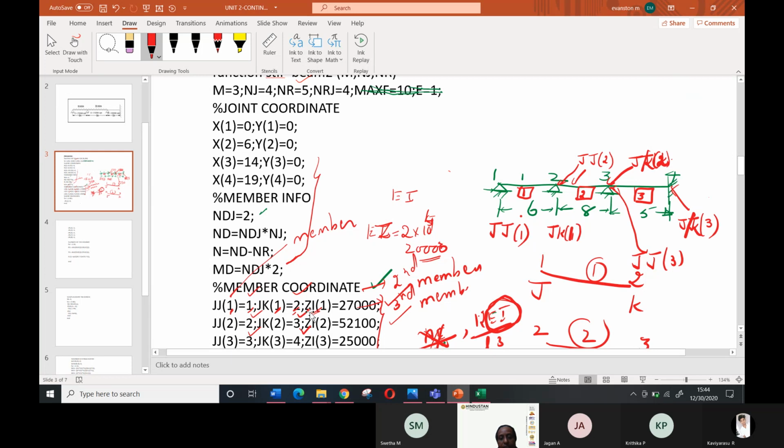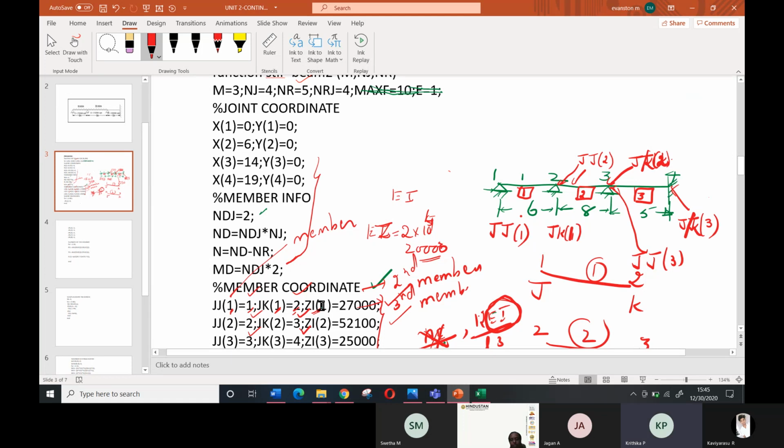Otherwise, you have to write here EI of 1 is equal to 1, EI of 2 is equal to, that is also okay. EI of 1 is equal to 27,000, EA of 2 is equal to 52,100, and EA of 3 is equal to 25,000. Either you take E is equal to 1 there, or you write ZI. ZI means section modulus, moment of inertia. The notations you can change as you like. It is your will and wish. But I have used this notation when I developed the program. I found it easy and I have used it. I is the moment of inertia.